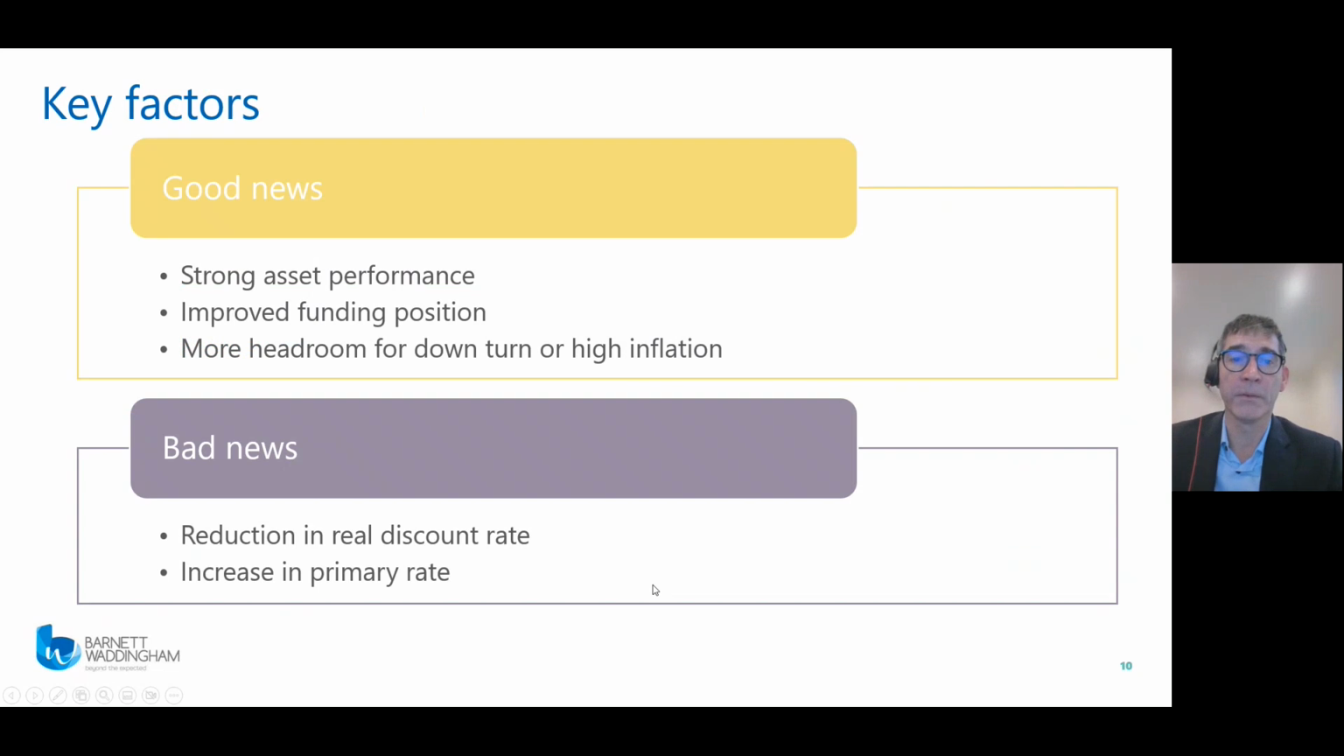So, to summarise, good news: strong asset performance has resulted in the funding level being above 100% for the first time in as long as I can remember. And that gives us a bit more headroom for adverse conditions in the future. And the bad news is that increase in primary rate, because effectively higher inflation is being assumed going forward.